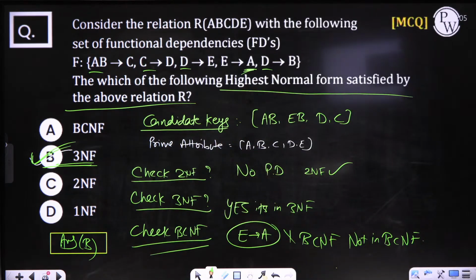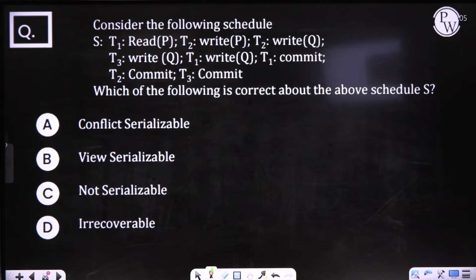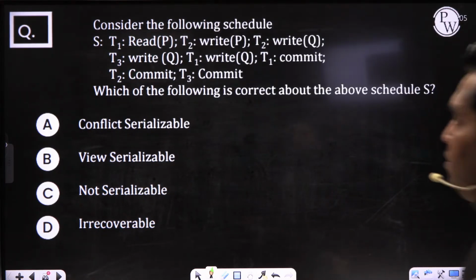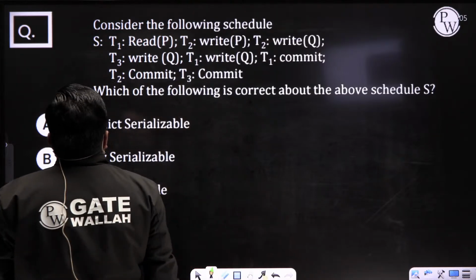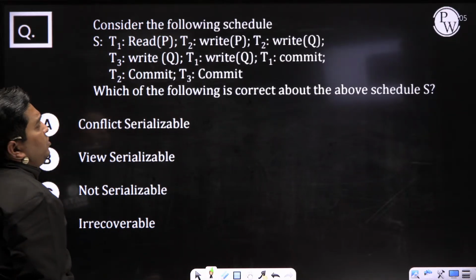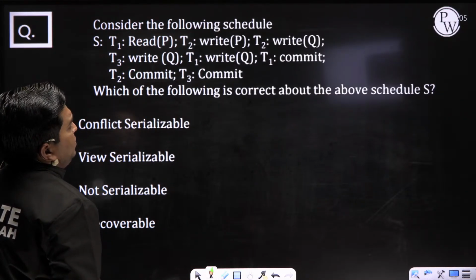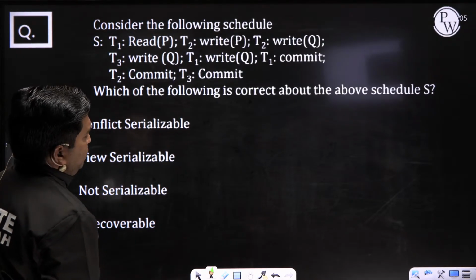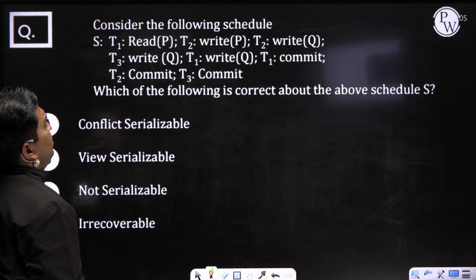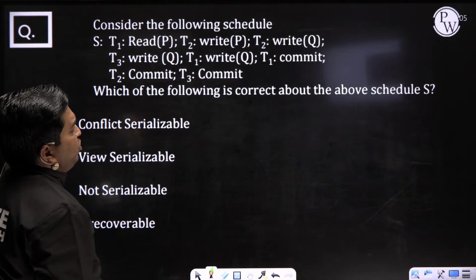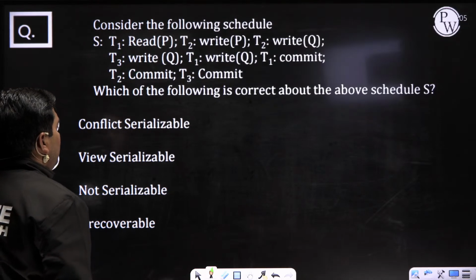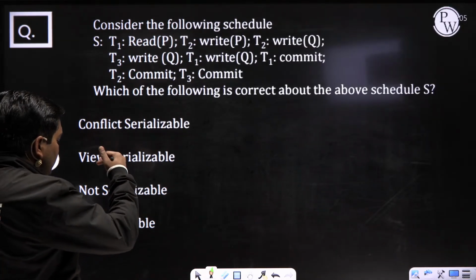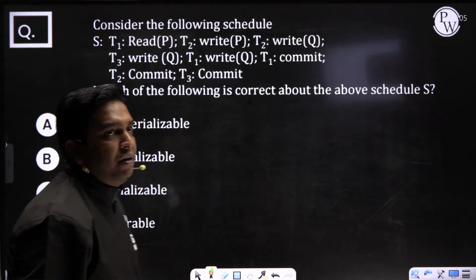Next question in front of you. This is a question on the transaction topic. A schedule is given: T1 read P, T2 write P, T2 write Q, T3 write Q, T1 commit, T2 commit, T3 commit. Which of the following is correct about the schedule S? Conflict serializable, view serializable, not serializable, irrecoverable.